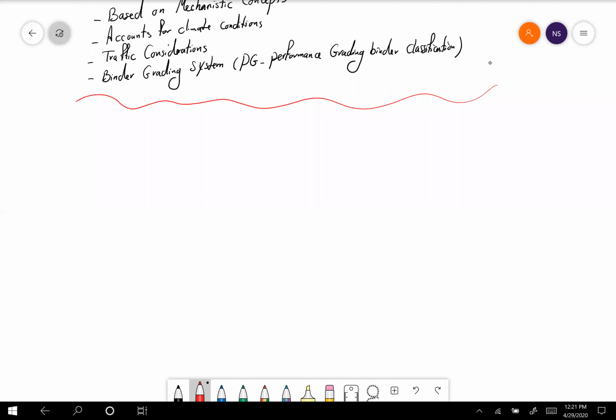So we talked about the Marshall mix design a little bit last session, and we started talking about the SuperPave mix design, and we covered the basics, and we will now talk about the components of the SuperPave mix design process.